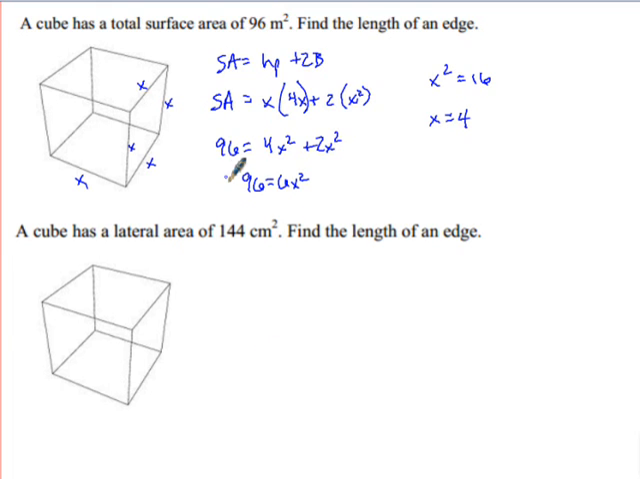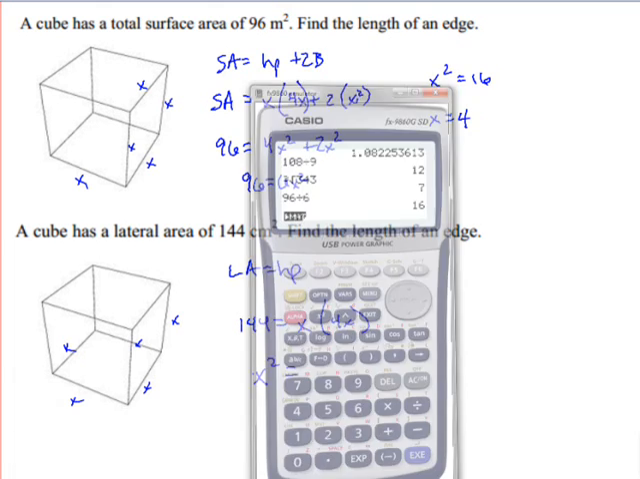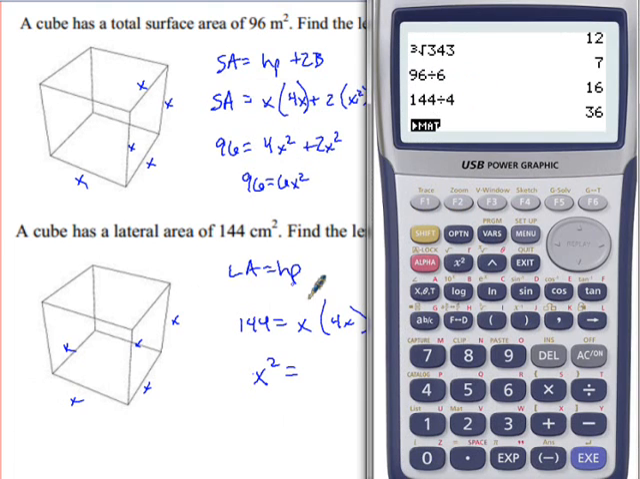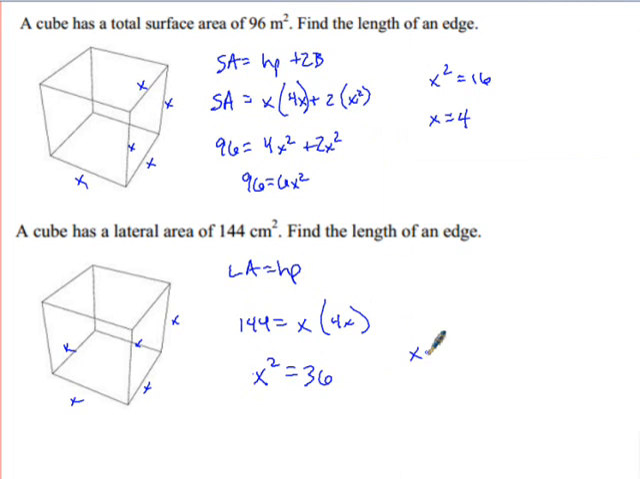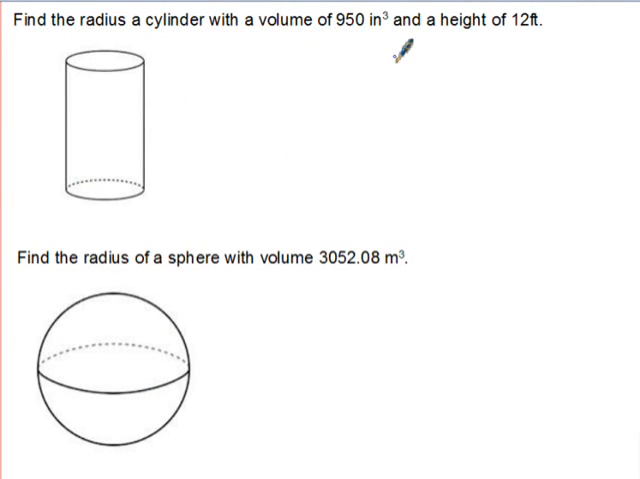Lateral area is just HP. Okay, the height, again, is X, and the perimeter is 4X. So 144 equals X, which is the height, times 4X, or 4X squared. If we divide both sides by 4 here, we get X squared equals 36. So X equals 6. Easy enough.